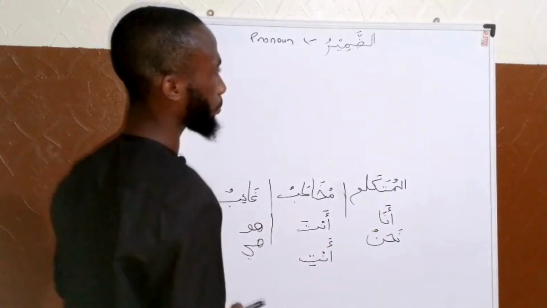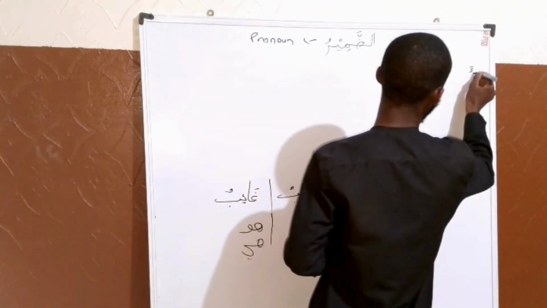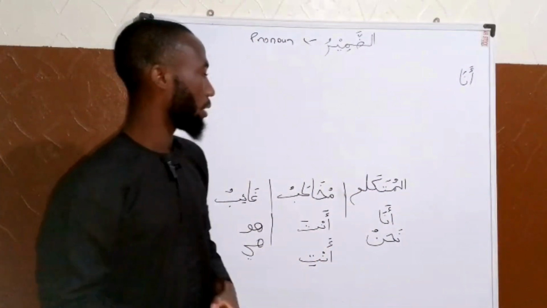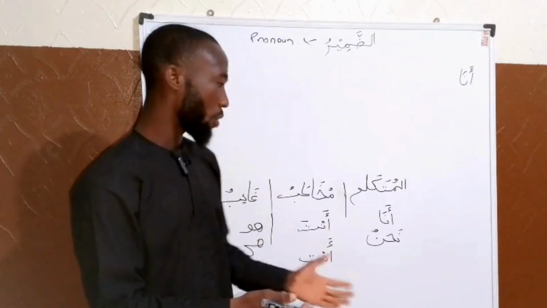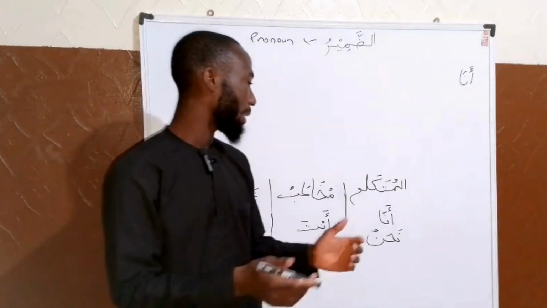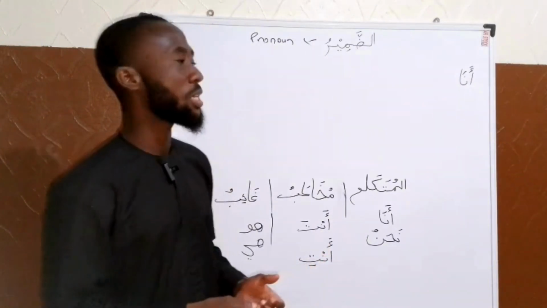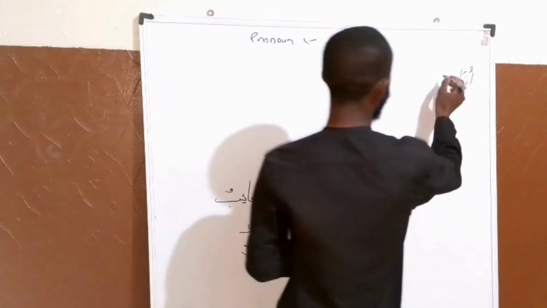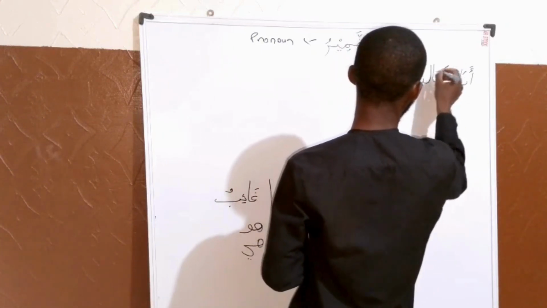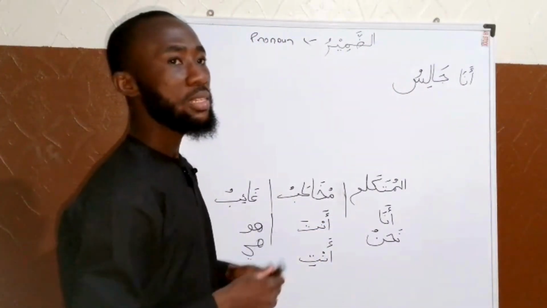Now, ana. That's ana. Now, how do you say I'm sitting in Arabic? You say ana jalisun. Ana jalisun. That's I'm sitting.